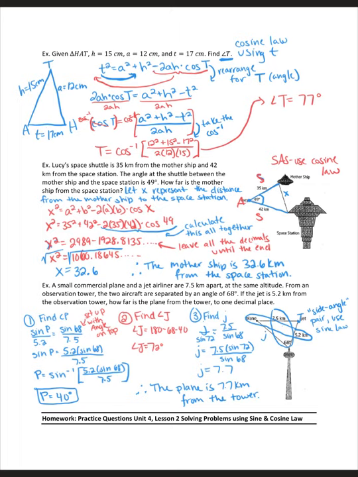Once I had that angle J was 72 degrees, I could use that in my last step, step 3, to find that side length j. Again, I set up my sine ratio and I solved for j. Then I found that the plane is 7.7 kilometers from the tower. That's it for your notes for today.